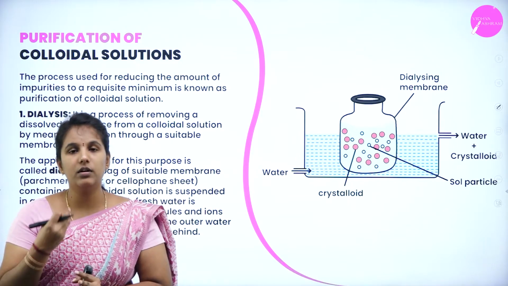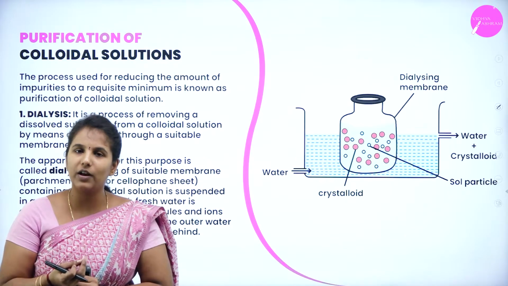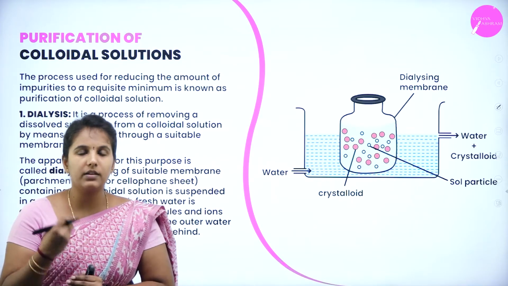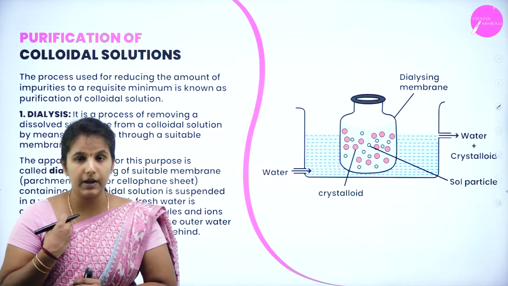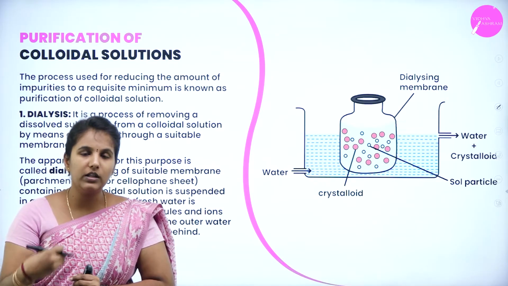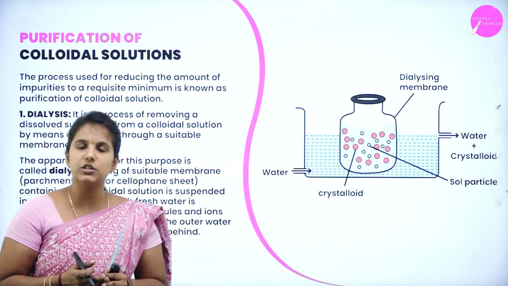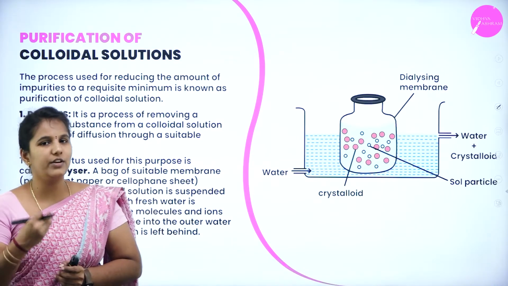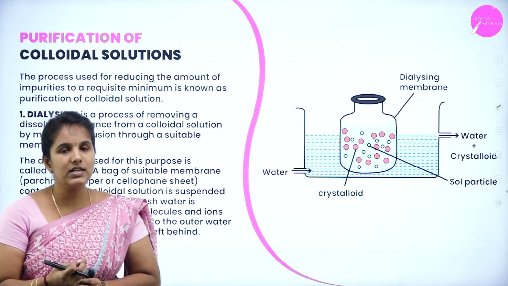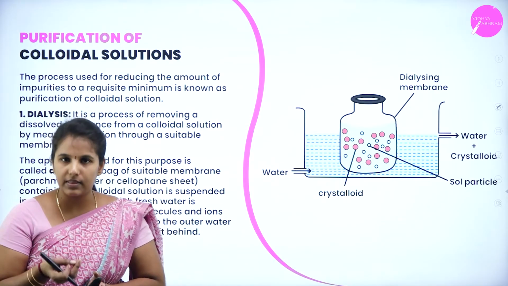Why do we need to remove the electrolyte? Because a small quantity of electrolyte is enough to prepare the colloidal solution. But if it is added in excess quantity, it is not good for forming a colloidal solution. That is why we need to remove the excess quantity of the electrolyte which has been added during the preparation. That is why we need to go for the purification. Let's see which methods there are.